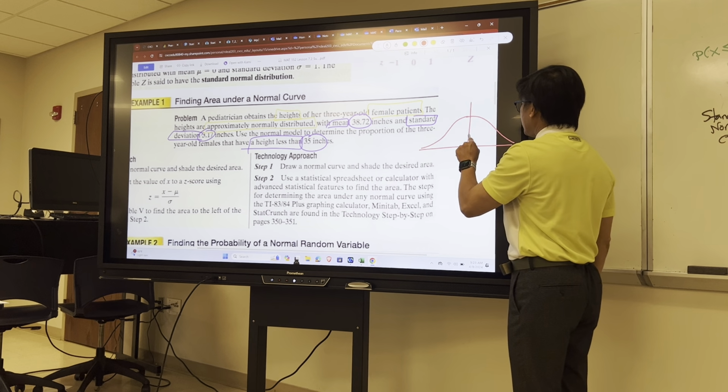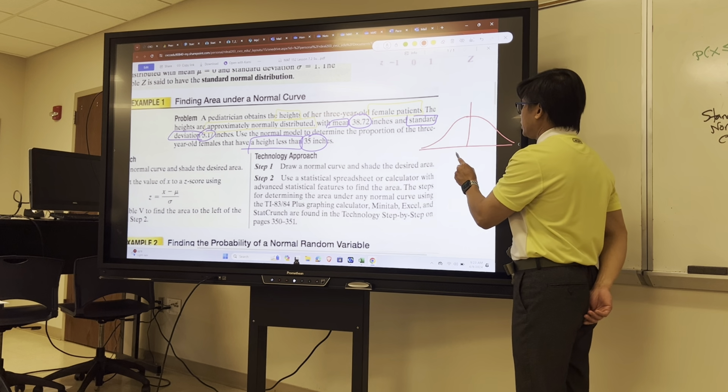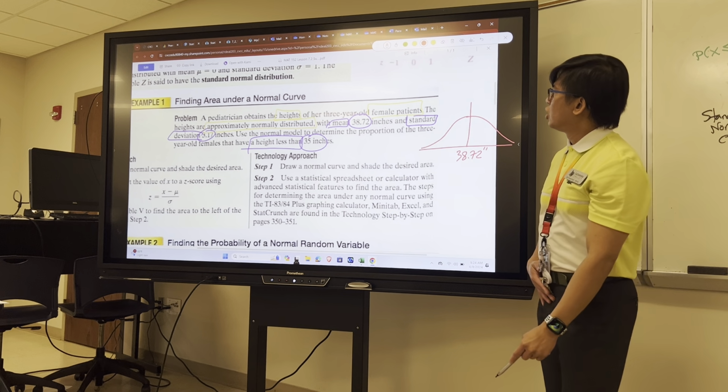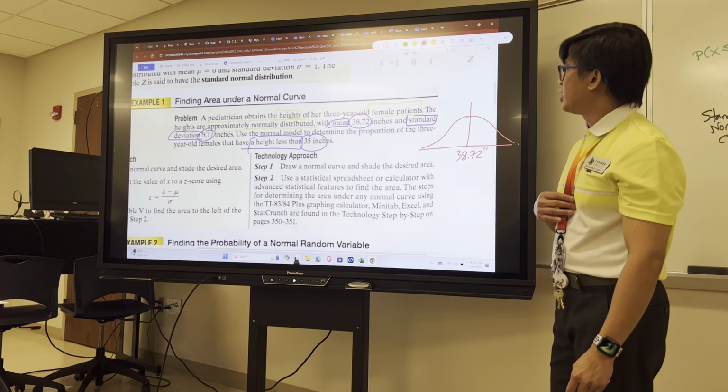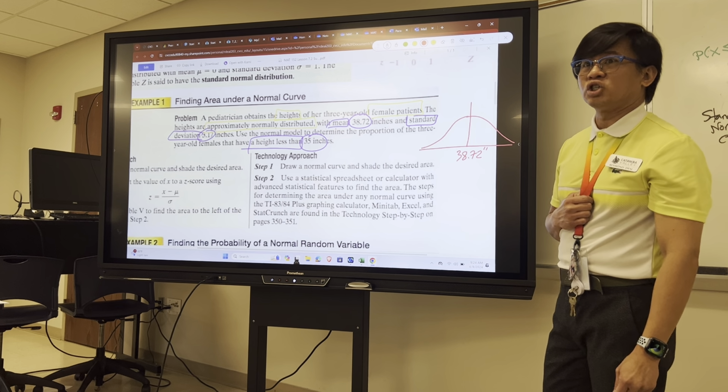Now in here, that will be our mean. And what is our mean in here? 38.72 inches. Okay. Also, it says that the standard deviation is how much? 3.17 inches, right? Thank you.